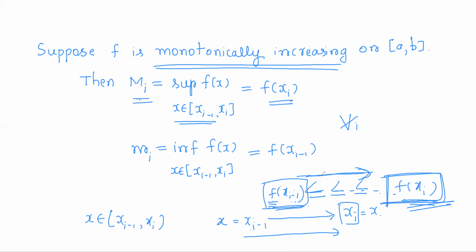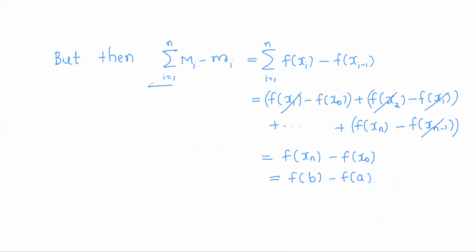After this, the function has to increase gradually as f is monotonically increasing. So in this interval from xi minus 1 to xi, as the function f is monotonically increasing, f of xi minus 1 will be the smallest value, and after that the function value will gradually increase up to f of xi. So the minimum value will be the first value, that is f of xi minus 1. So capital Mi is always f of xi, small mi is always f of xi minus 1. Now we shall substitute it. So summation of capital Mi minus small mi, i running from 1 to n: capital Mi is nothing but f of xi, small mi is nothing but f of xi minus 1.